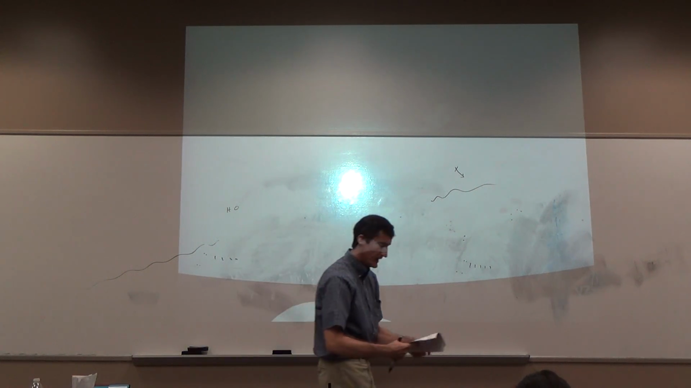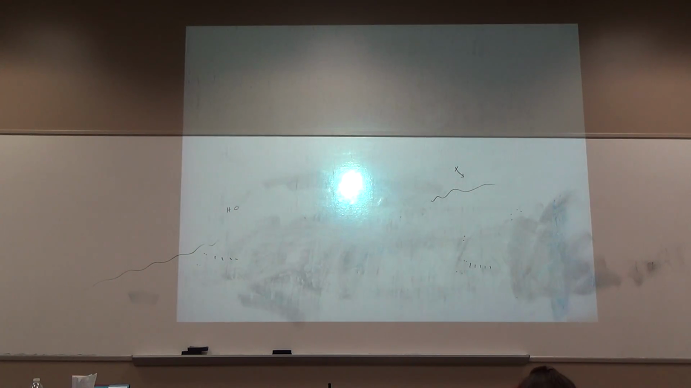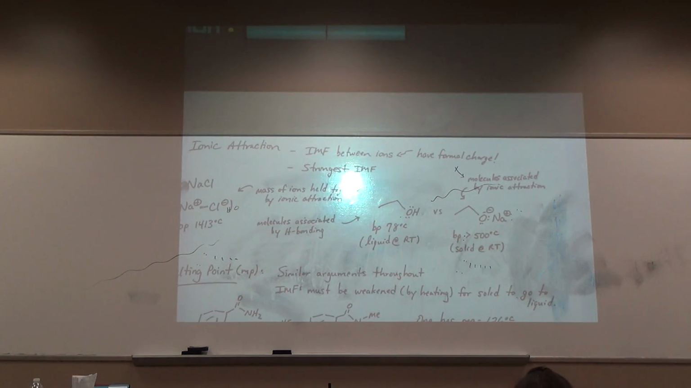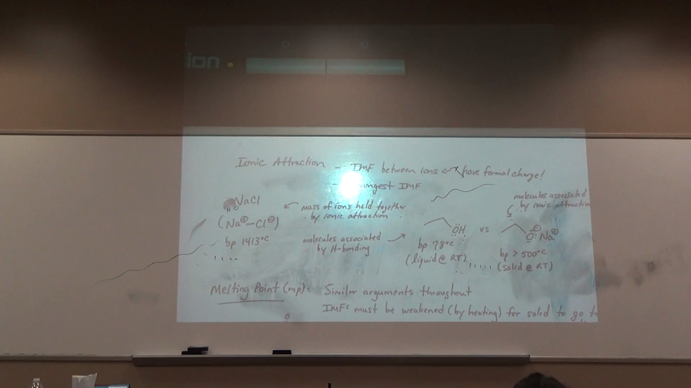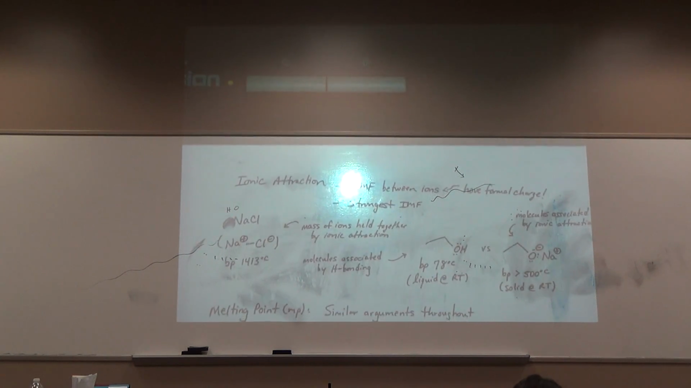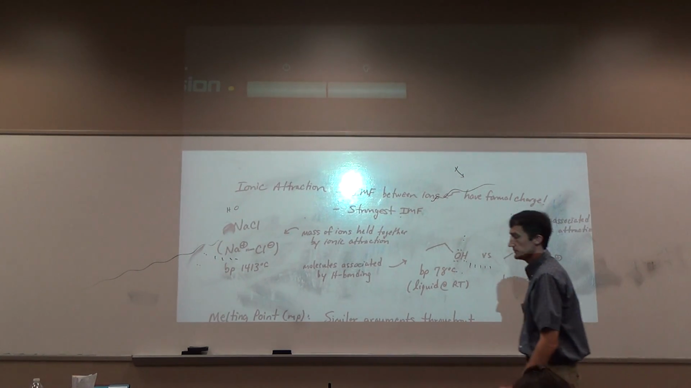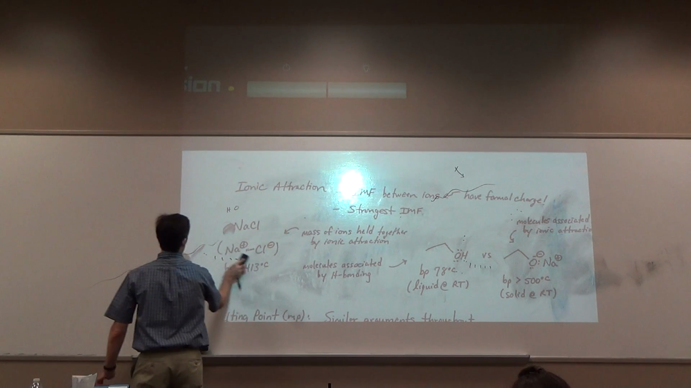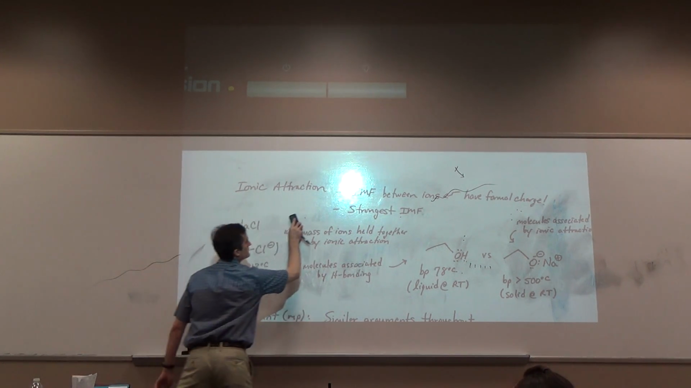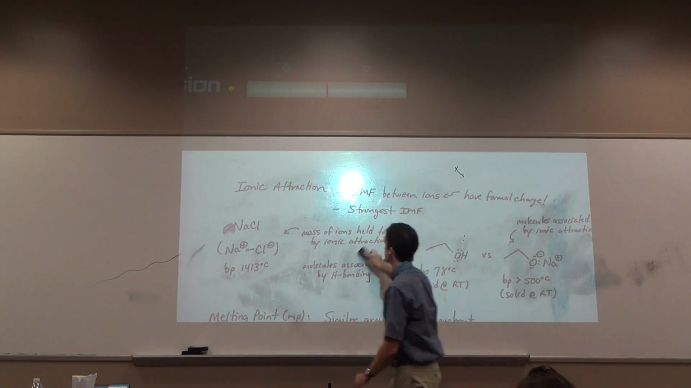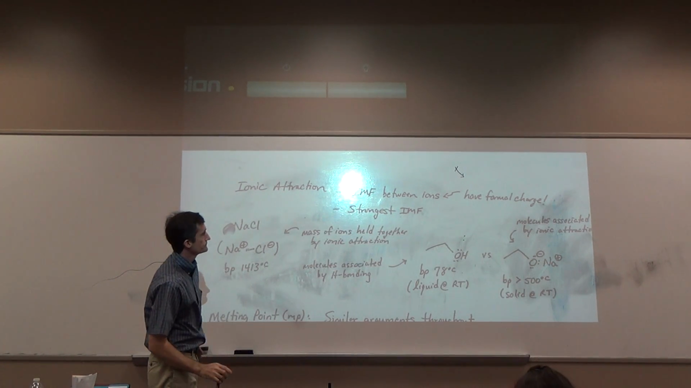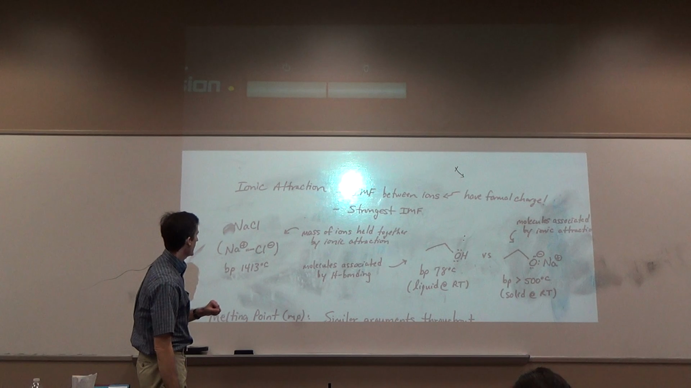Next would be ionic attraction. Ionic attraction is the strongest. Okay. Because here we have actual formal charges, which are going to be stronger than a partial charge, or dipole. So your strongest is ionic in terms of IMF.